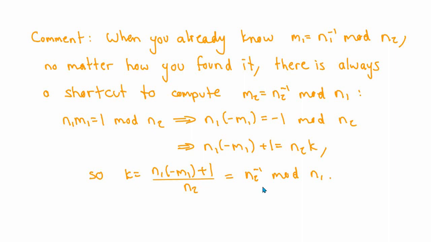This gives an easy way to find an inverse of n2 modulo n1 when you already know an inverse of n1 modulo n2. Next, let's talk about how to find an integer x satisfying the conclusion of the Chinese remainder theorem when you have more than two moduli.